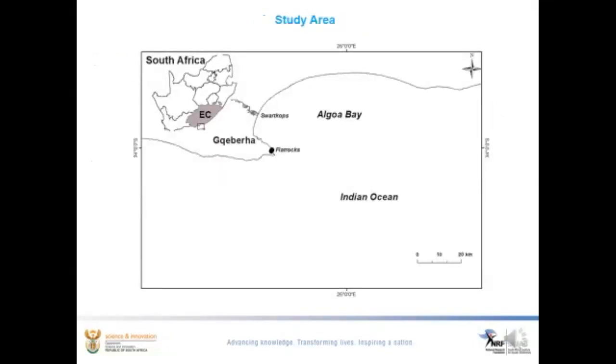This study was conducted in Swartkops and Flat Rocks. Three seagrass sites were identified in the lower reaches of Swartkops, and three macroalgae sampling sites were identified in Flat Rocks.